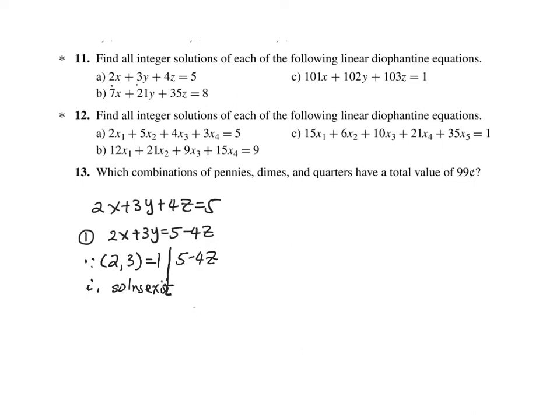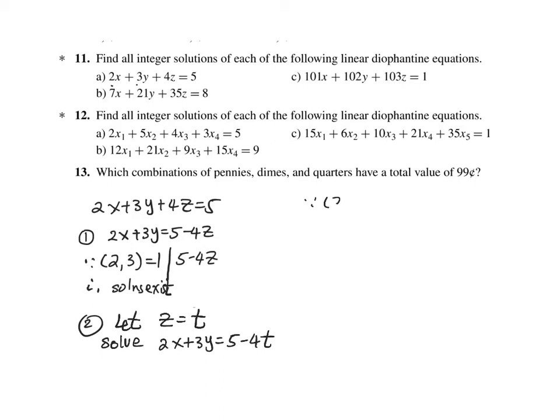Now the second step is you basically repeat what you did previously when you solve linear Diophantine equations in 2 variables. In this case, you think of z as an arbitrary integer. Just think of it as an integer. So let z be an arbitrary integer t. In this case, the question becomes to solve 2x plus 3y equals another integer, 5 minus 4t.